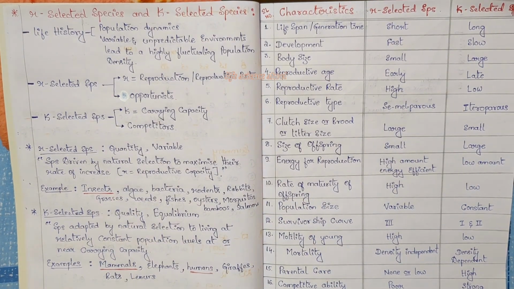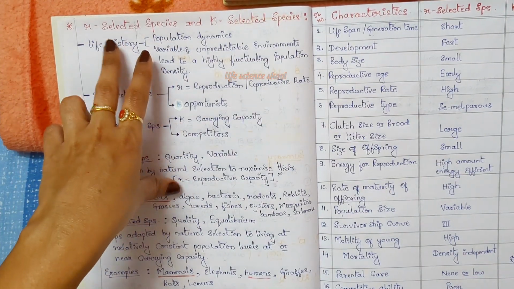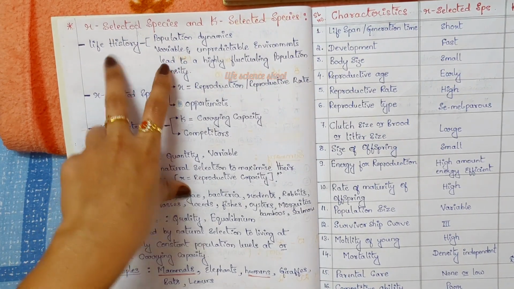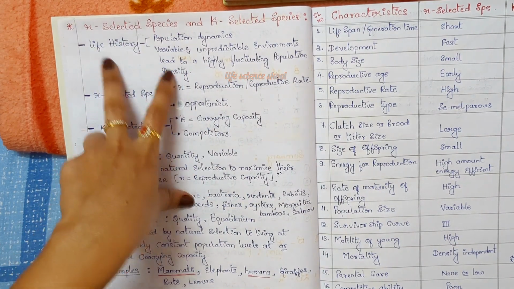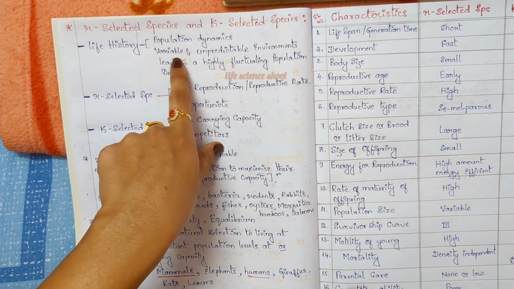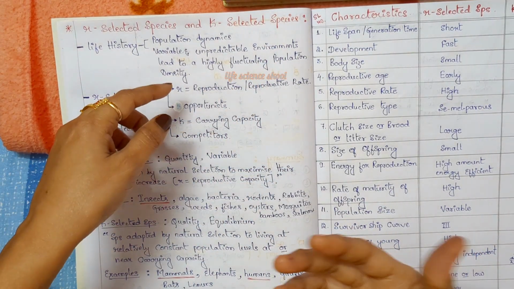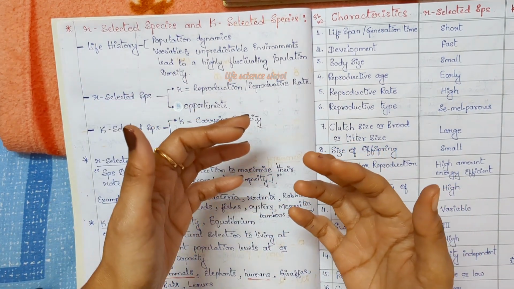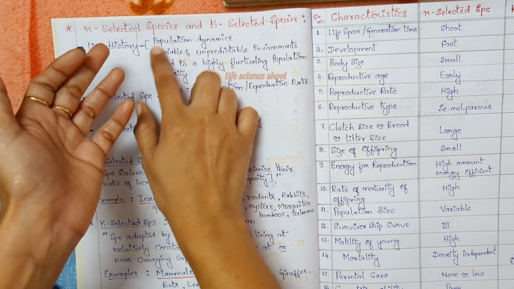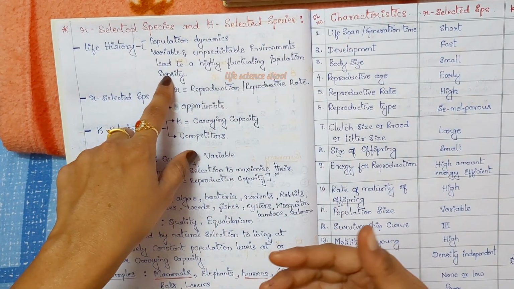Now moving on to the actual concept, that is r-selected species and k-selected species. This concept links population dynamics to life history. In the environment, we can see variable and unpredictable conditions. If you take one environment, we can't predict it. It will never be constant; it will always be fluctuating. Because of the variable and unpredictable conditions, even the population density is going to fluctuate.